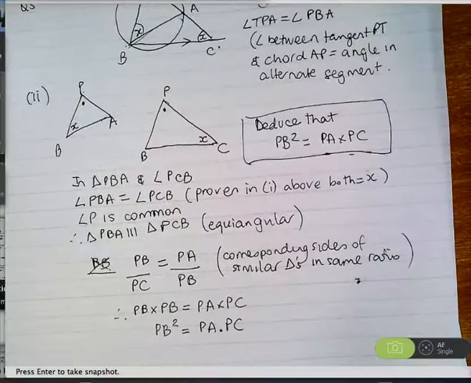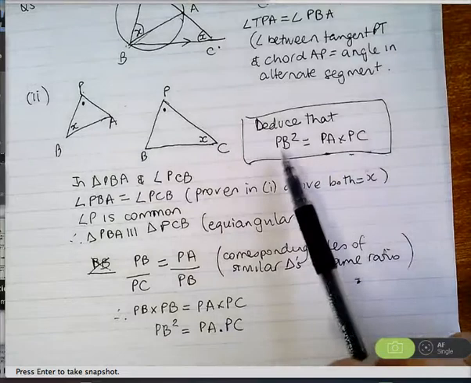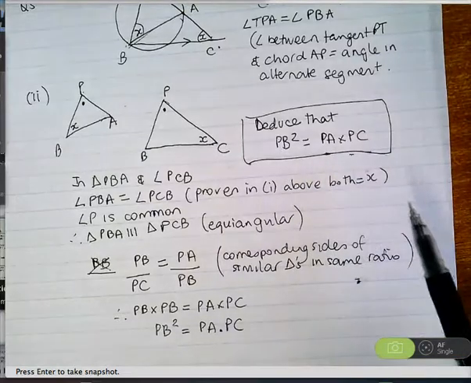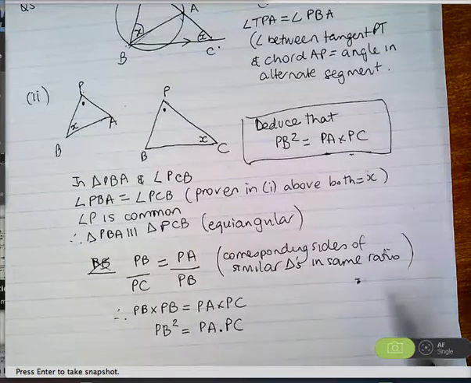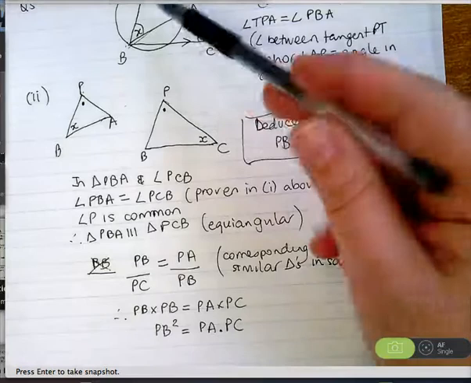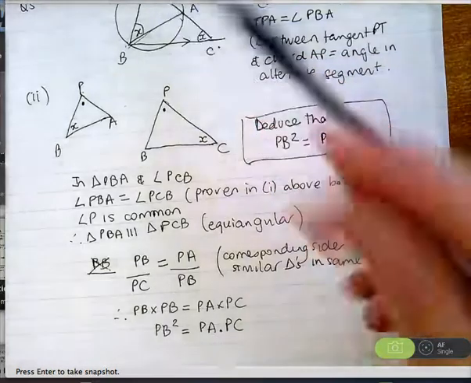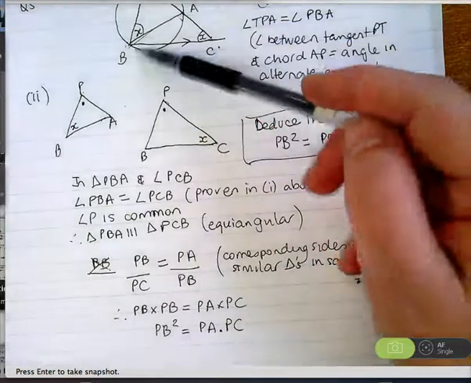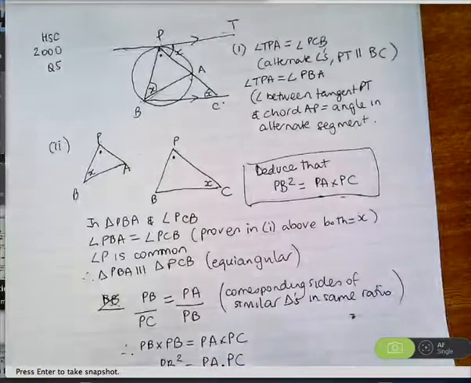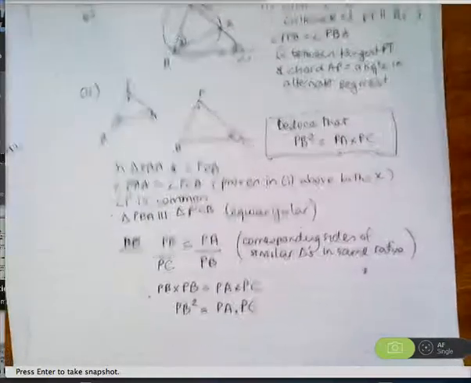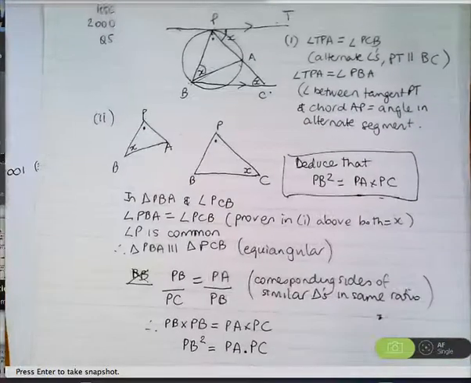So girls, the thing is, recognising that this PB squared equals PA times PC comes from a similar triangle proof, and 99% of the time it will, because we know it's not the product of the secants with the tangent. You can't go and make PB a tangent because it's not a tangent. So that's really the only way that you're going to be able to do it.